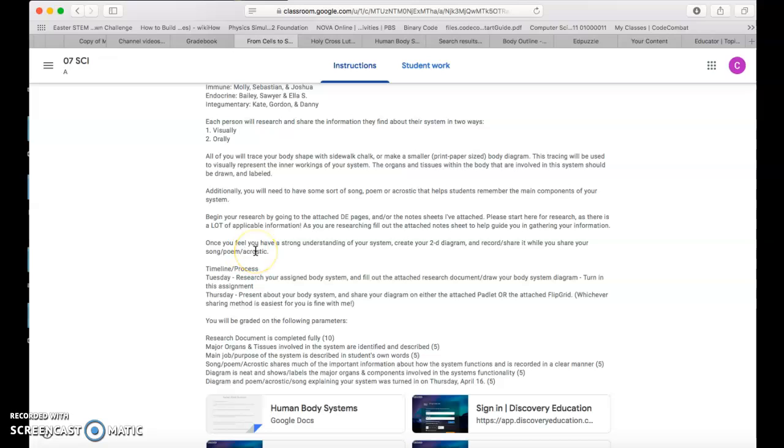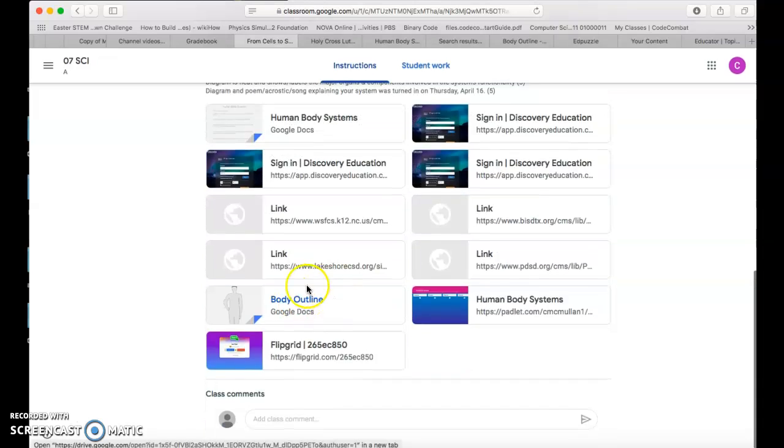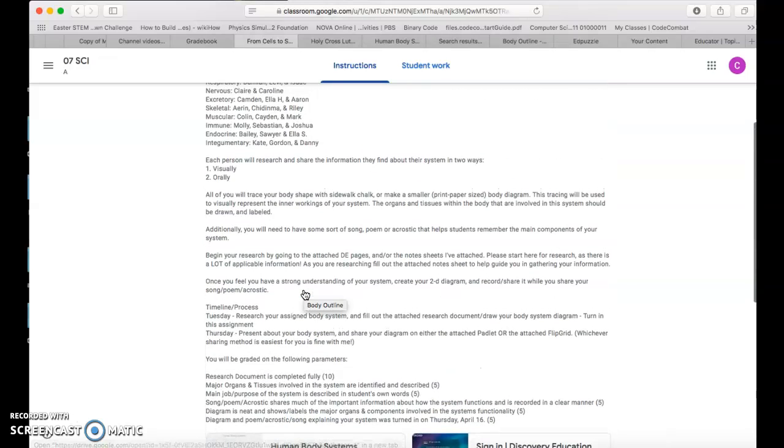Now, if you have sidewalk chalk, I encourage you to have a parent or one of your people that you are confined to your household with, trace your body and do your diagram right there on your sidewalk. Do it outside. Get some sunshine or rain in your life. If you don't have that, I have attached a template with a body outline, and you can print that off and do your diagram on there.